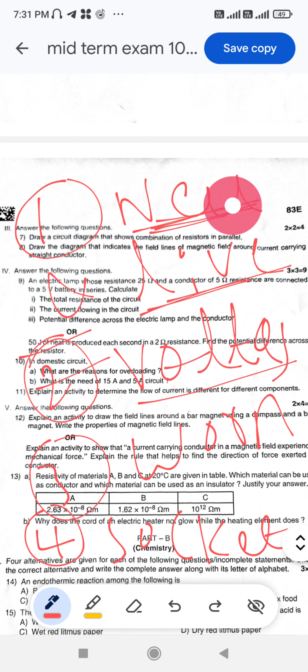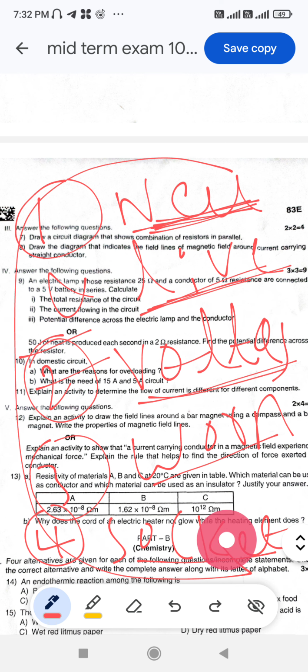Okay, so what are the four reasons for overloading? First, the neutral wire and live wire directly contact each other, which will cause overloading. And a sudden increase in the voltage also leads to overloading. And when the live wire and neutral wire are worn out, meaning some damage or leakage is there, that also causes overloading. And the fourth point is too many appliances connected in a single socket. These are the four main reasons of overloading.